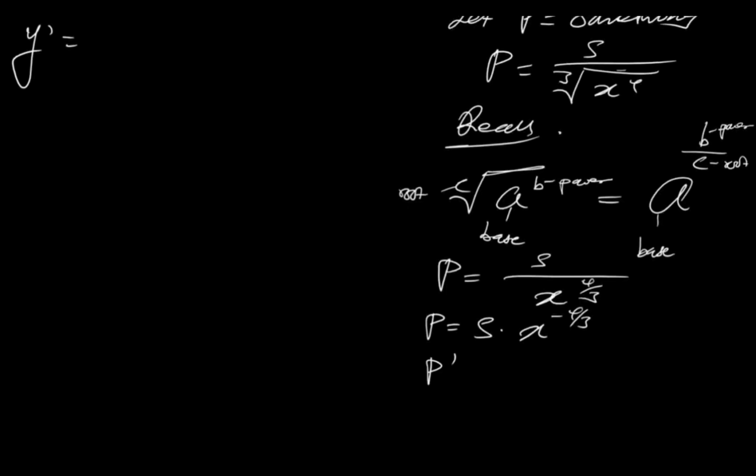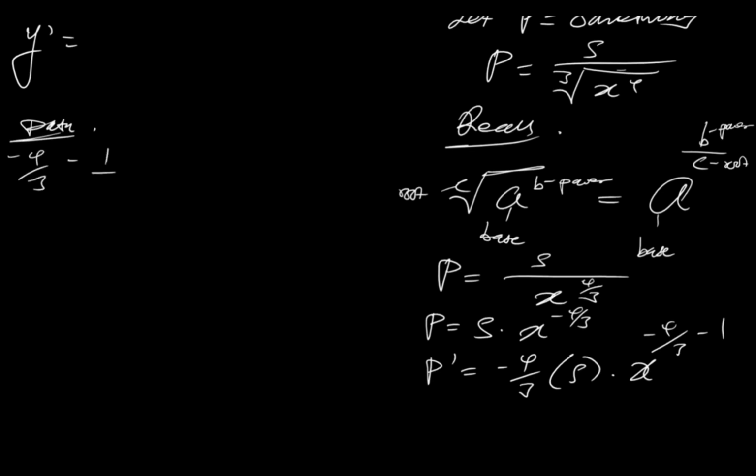So we say p prime is equal to the power multiplies the coefficient, so it's minus 4 over 3 times 5 times x to the minus 4 over 3 minus 1. We can do a quick side calculation here and say, what is minus 4 over 3 minus 1 over 1? Common denominator is 3. 3 into 3, that's 1, times 4, it's negative 4. Maintain the sign. 1 into 3, that's 3, times 1, that's going to give you 3. Minus 4 minus 3 is minus 7 over 3.